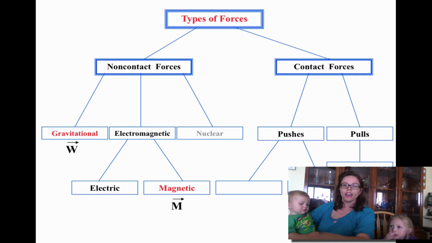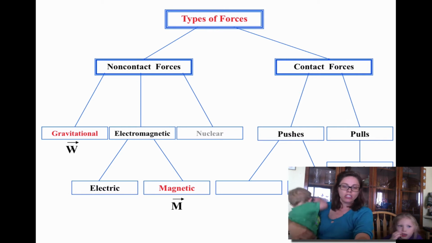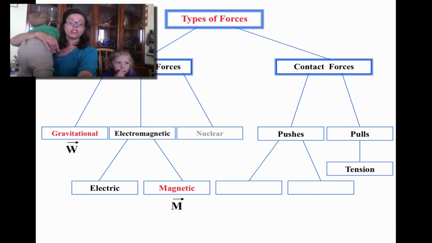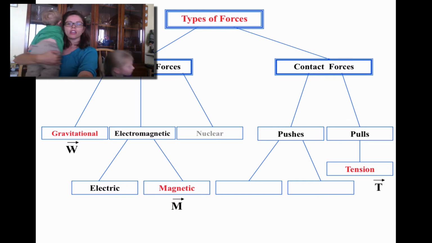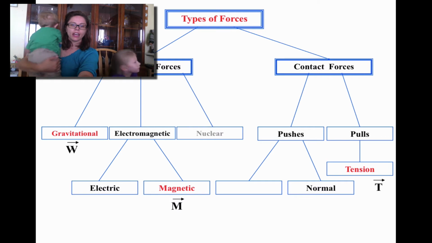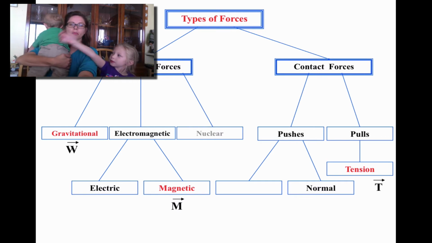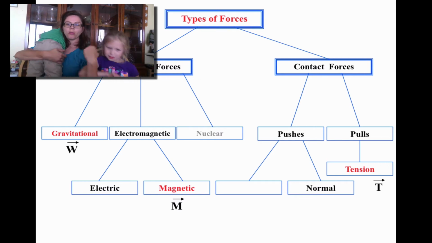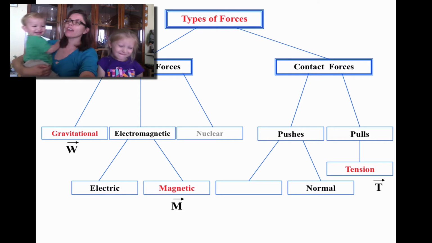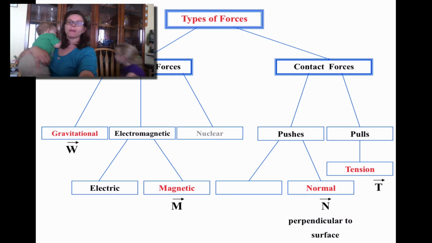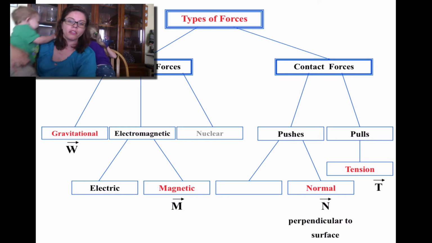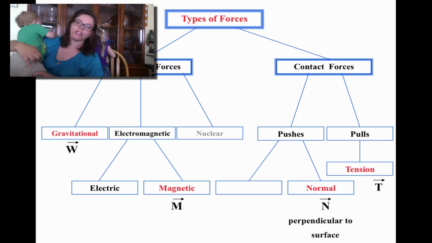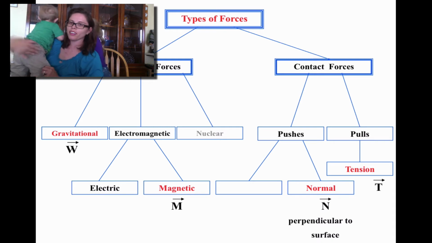Tension we denote with the letter T. And pushes, there's two types of pushes. Any type of regular push is called a normal force. Normal is actually a math term, and it means perpendicular. So normal means perpendicular, and so we call it a normal force.